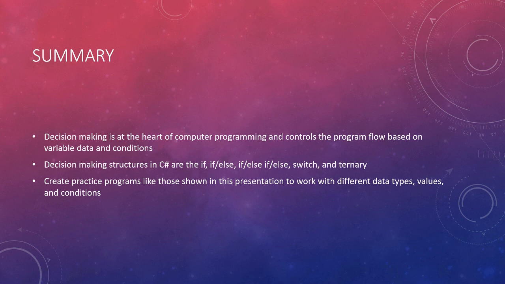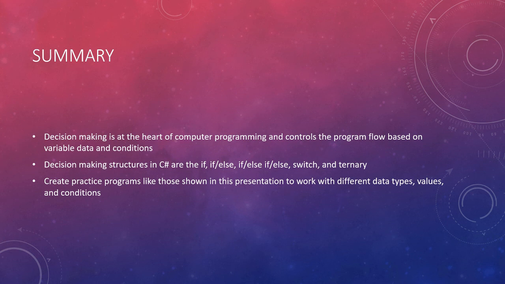So overall, decision making is at the heart of programming. We really need to know how to make these decisions. We use it to control the program flow based on our variable data and conditions. Decision making structures in C# are the if, else if, else, switch, and ternary. Quite a few.